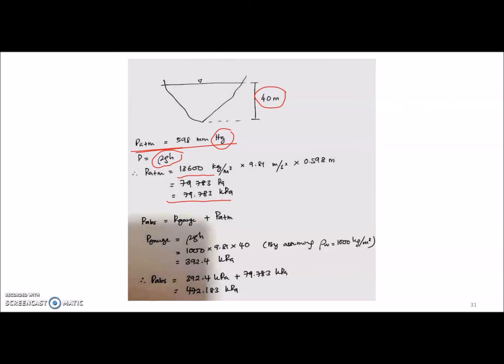Absolute pressure uses this formula. Before we get the absolute pressure, we need to find the pressure in the fluid. The formula is rho g h, but we use the density 1000 because we assume the density of lake water is 1000. We get the gauge pressure also in kilopascals, and only then can we calculate the absolute pressure using the formula: gauge pressure plus atmospheric pressure. The absolute pressure is 472.183 kilopascal.